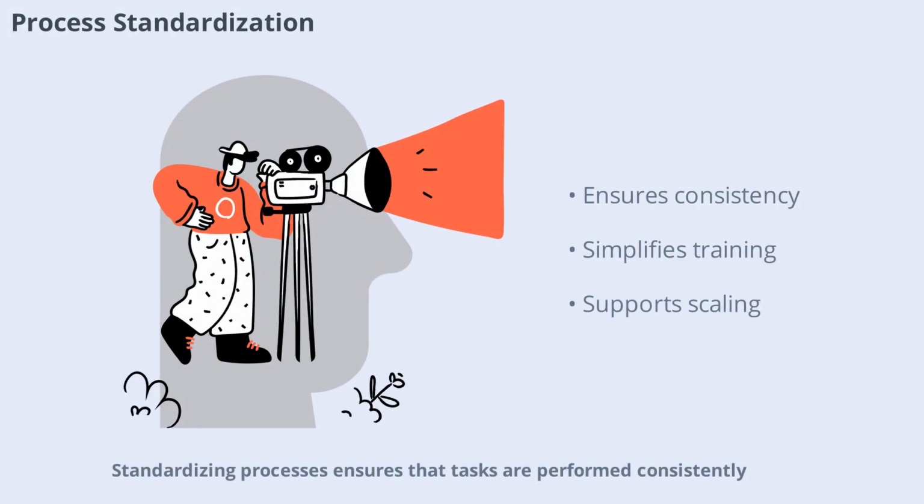Standardizing processes ensures that tasks are performed consistently, regardless of who is involved. This reduces errors, simplifies training, and makes it easier to scale operations. Documenting standard operating procedures (SOPs) is a key step in process standardization, providing clear guidance for everyone involved.